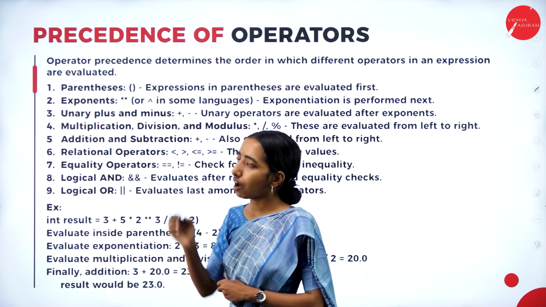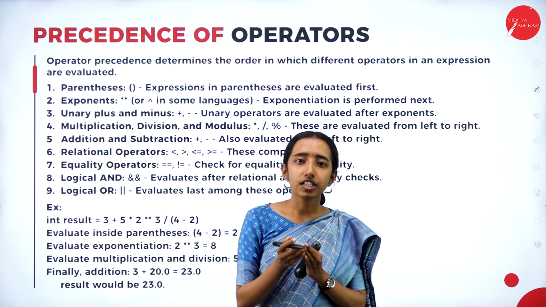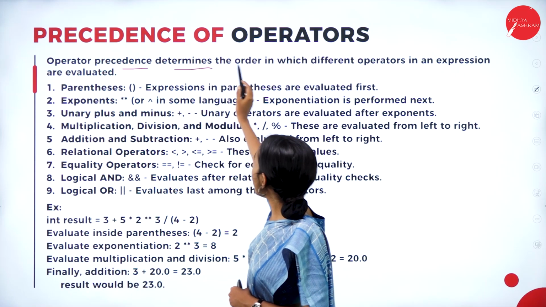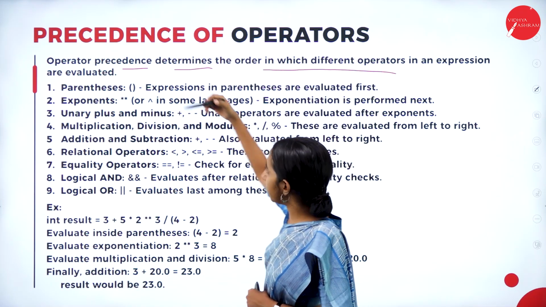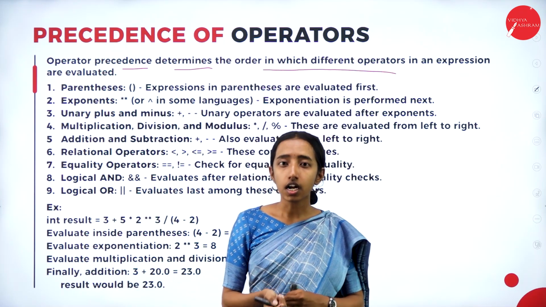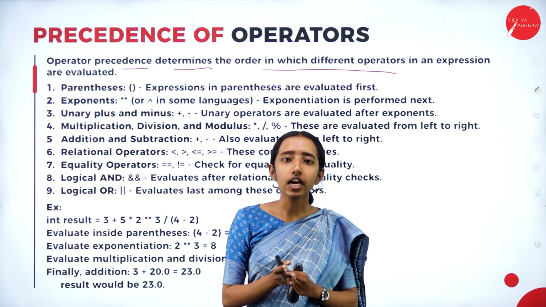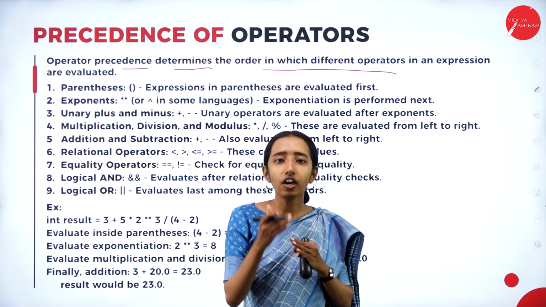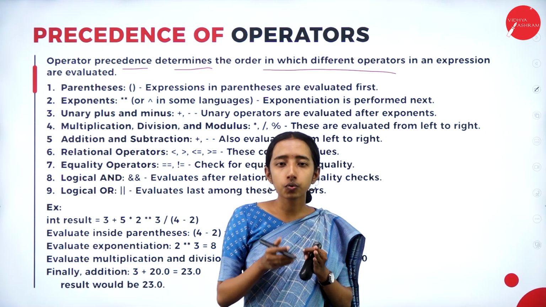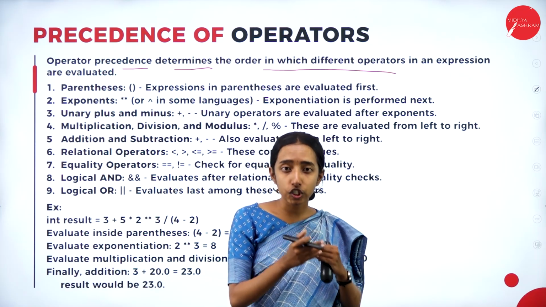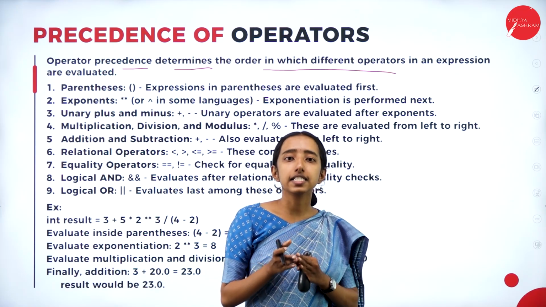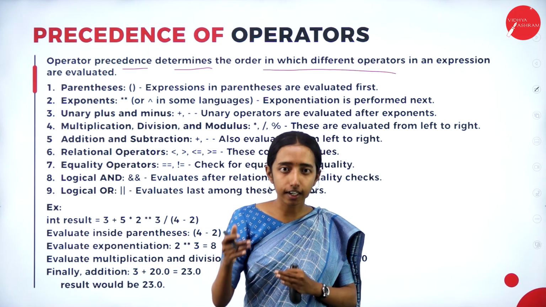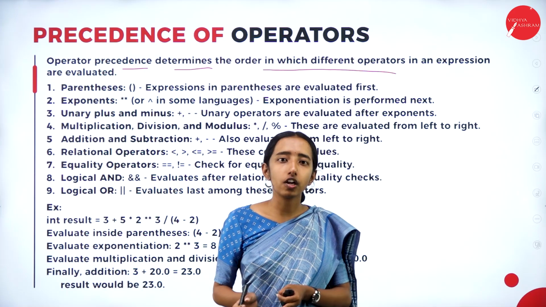Next we are having precedence of the operator. The operator precedence determines the order in which different operators in an expression are evaluated. So precedence means the order in which the operators should be evaluated in the expression. Which one has a high position and which one has a low position is considered as precedence. The highest should be evaluated first and the lowest should be evaluated last.